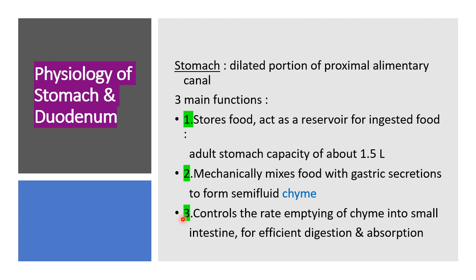And the third function is it controls the rate of emptying of this chyme into the intestine for efficient digestion and absorption. You cannot empty all the contents of the stomach into the intestine because then it will not be digested well. So it releases a little bit at a time so the duodenum can digest the food efficiently.